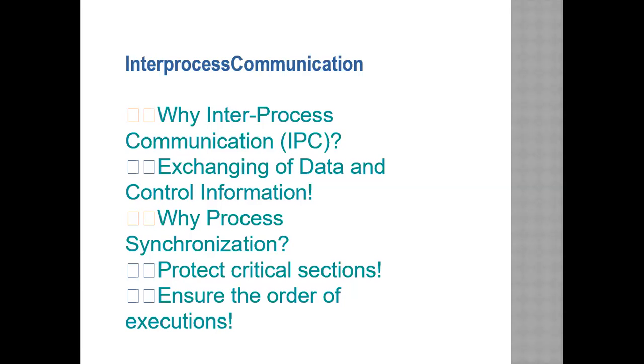So we have to understand why inter-process communication is needed, and what type of communication it is: synchronous or asynchronous, or whether the communication is very effective. The exchange of data and control information is possible once the inter-process communication is established. How the data transfer takes place and how the controlling of information takes place, all these things have to be seen.